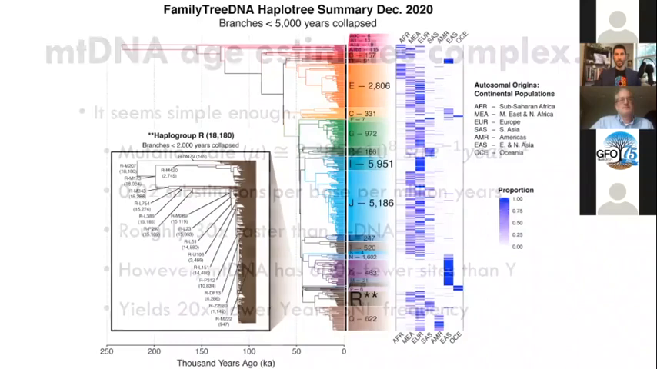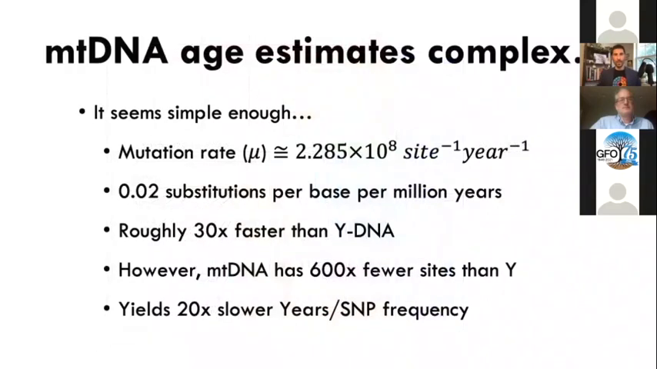And then we can do cool things like map on the autosomal origins and figure out how different haplogroups relate to different populations. Mitochondrial age estimates are a little more complex. So it would seem simple enough. The mutation rate is about 2.285 times 10 to the minus 8 sites per year. So that corresponds to about 0.02 substitutions per base per million years. And that's roughly 30 times faster than the Y chromosome.